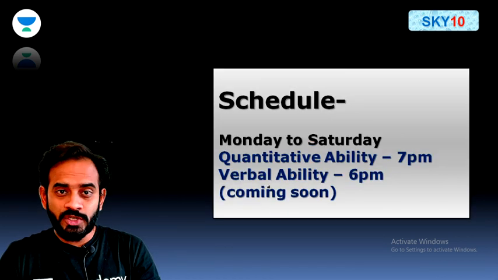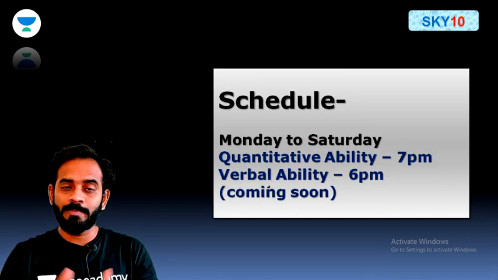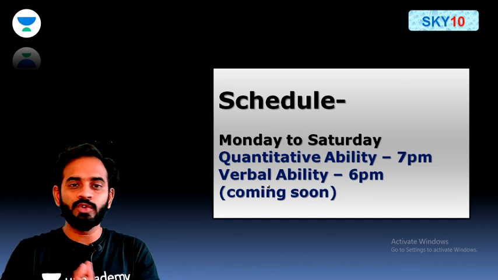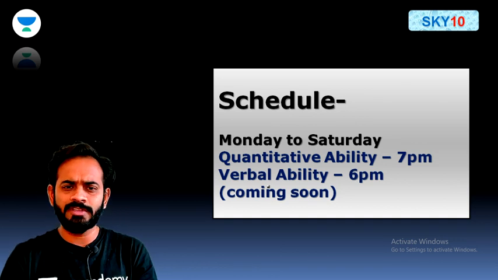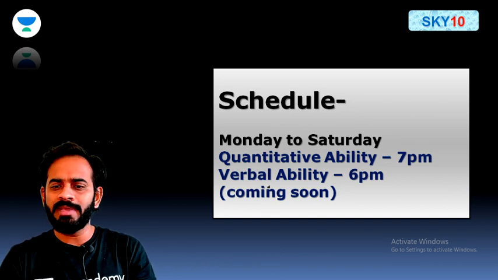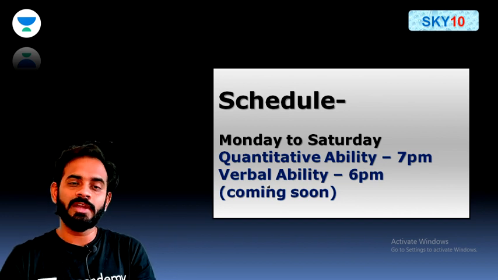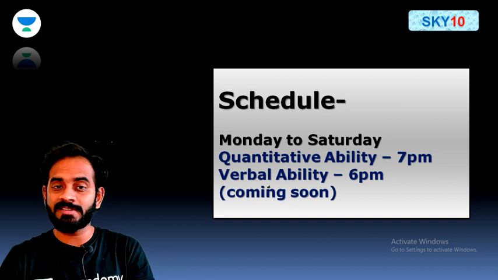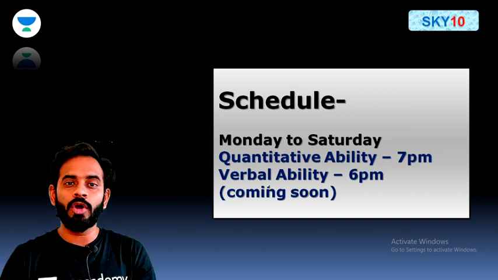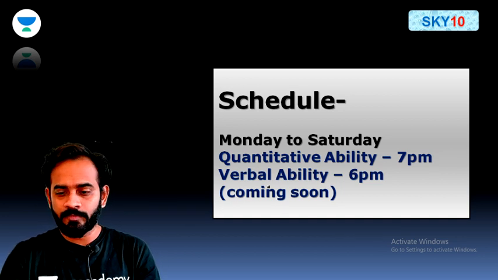Now, what is the schedule of this batch? The schedule is from Monday to Saturday. Every day we are going to have this batch. Quantitative ability will be taken care of by me at 7 p.m. and verbal ability will be taken care of by Nitika ma'am at 6 p.m. The schedule for verbal ability you will get soon.